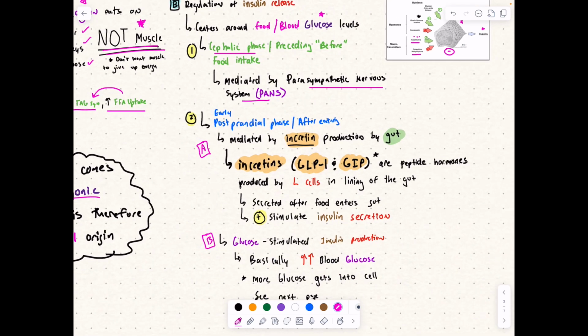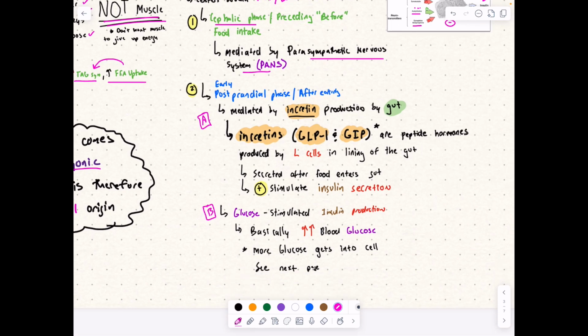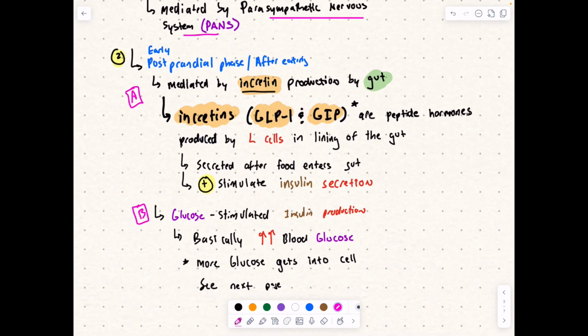Now that you've eaten and you have a bunch of food in the gut, blood glucose levels are going to start to rise, but specifically you have this food in your gut, so there needs to be some sort of signaling pathway. And so we have the production of these hormones called incretins. You may recognize GLP-1, glucagon-like peptide 1, and then GIP. These are peptide hormones that are produced by L cells in the lining of the gut. So L, think lining, right? And it's secreted after food enters the gut. What it does is stimulate insulin secretion, okay?